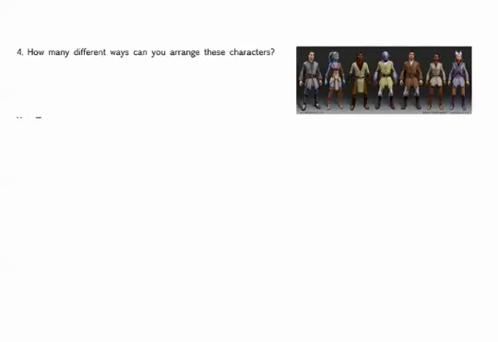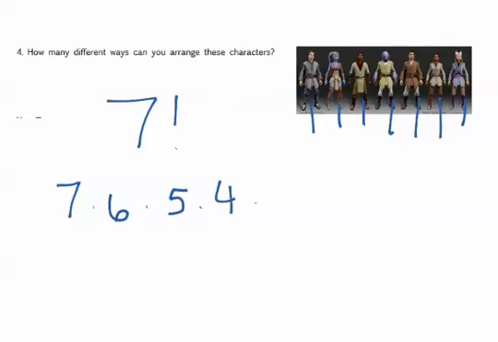And number 4, how many different ways can you arrange these characters? Well, you have to count them up. So there's 1, 2, 3, 4, 5, 6, 7 different characters. So we're going to say 7 factorial, or what does that mean? It means 7 times, and you're going to go down until we get to 1. Times 6, times 5, times 4, times 3, times 2, times 1. Okay, I want you to go ahead and multiply all of those out. You should get a very large number. Please pause the video. And you should have gotten 5,040.